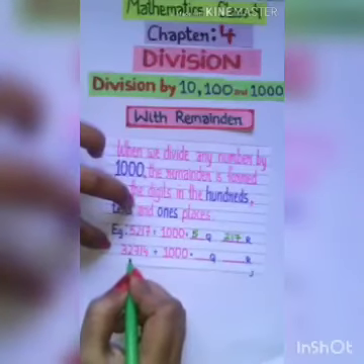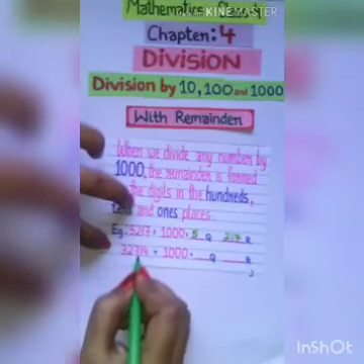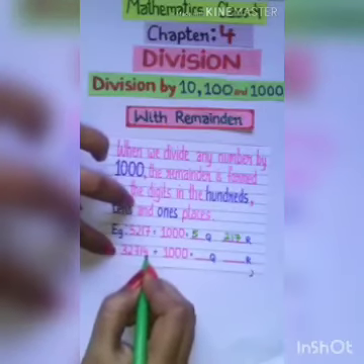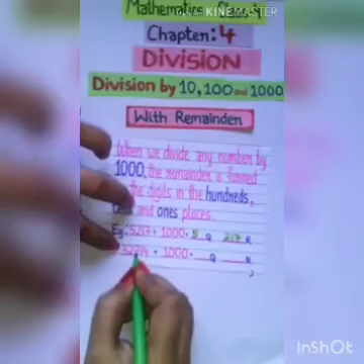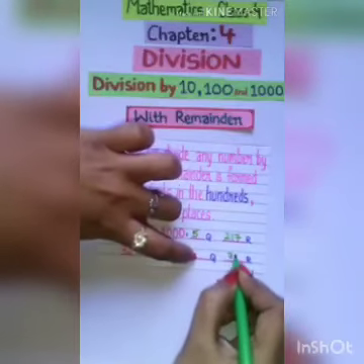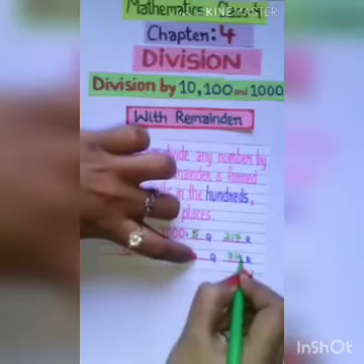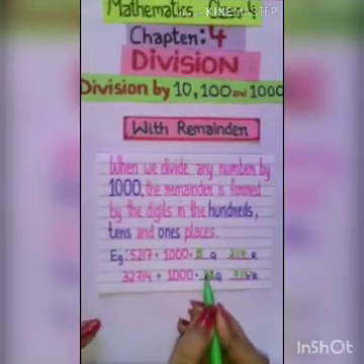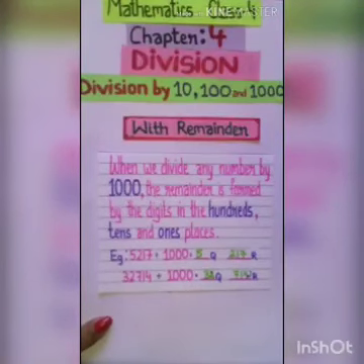Similarly, here 32,714, the digits in the hundreds, tens and ones place are 7, 1 and 4. 714 will be our remainder, and 32 will be our quotient.